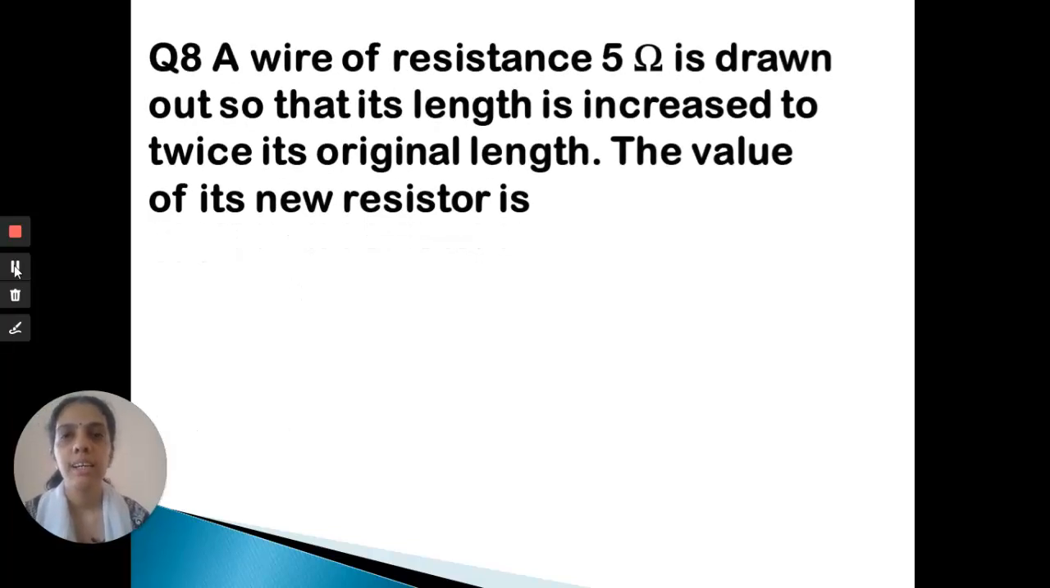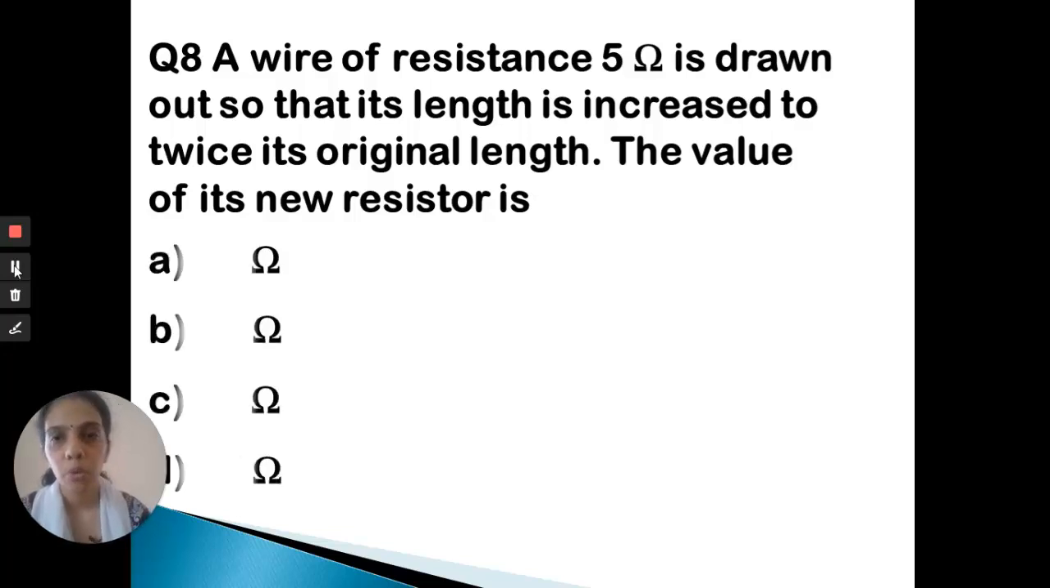Then next, a wire of resistance 5 ohm is drawn out so that its length is increased to twice its original length. Length increasing to twice means the area will be divided into half. So length becomes 2L, area becomes A by 2. So the resistance should be multiplied by 4, and the answer we will get is 20 ohm.